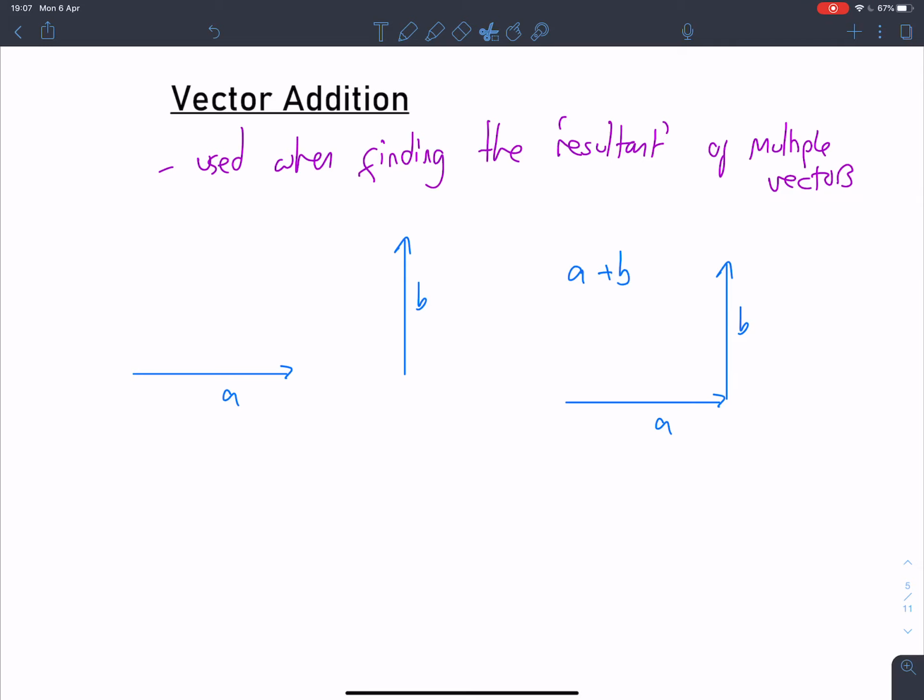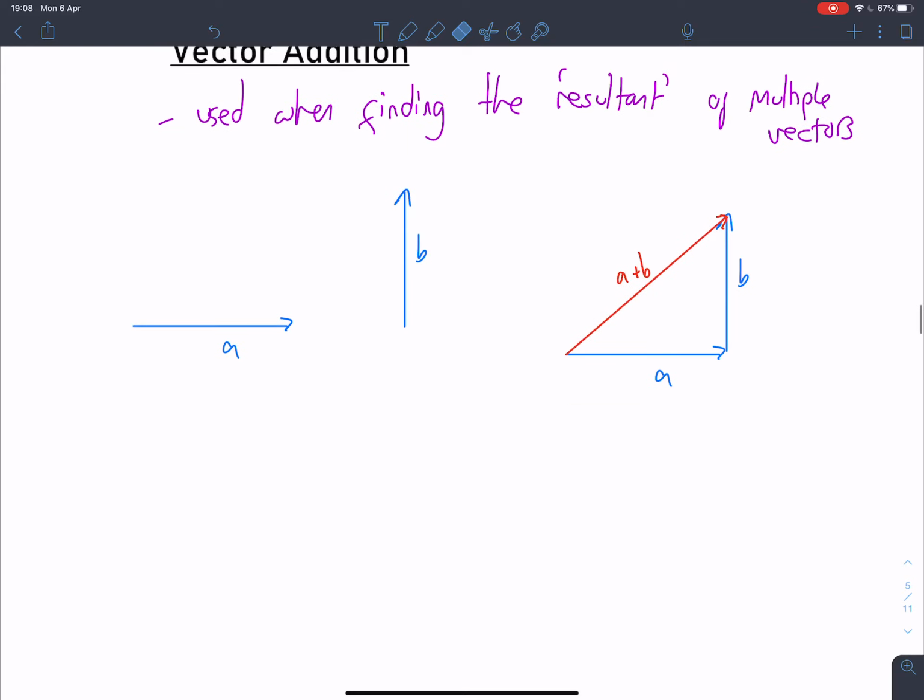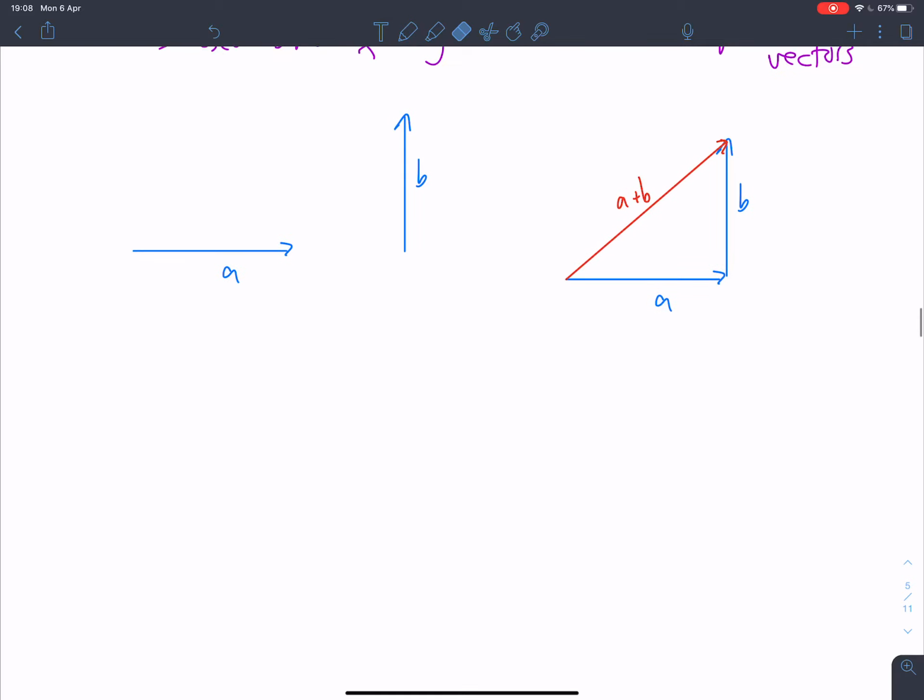Now, the resultant of these is going to be from the start of one to the end of the other one. So here, that red line there is going to be A plus B. So what we found here is the resultant vector of A and B. And if you like, you can think of this almost as the opposite of resolving that we talked about before. We're taking two vectors here and finding out what one vector between them would be. At least that applies in this specific example.